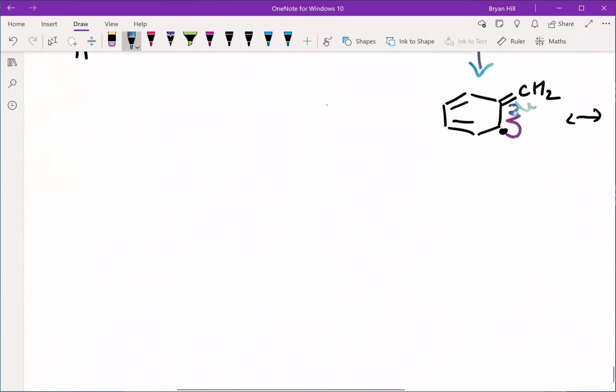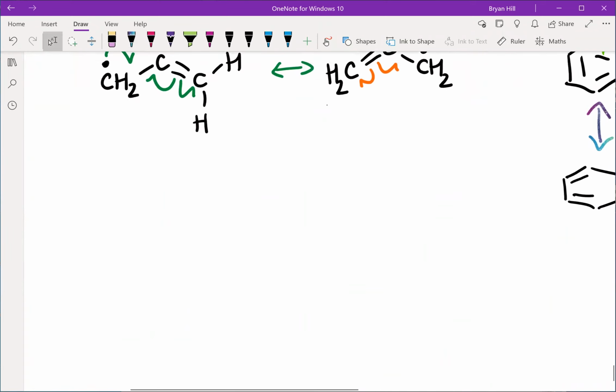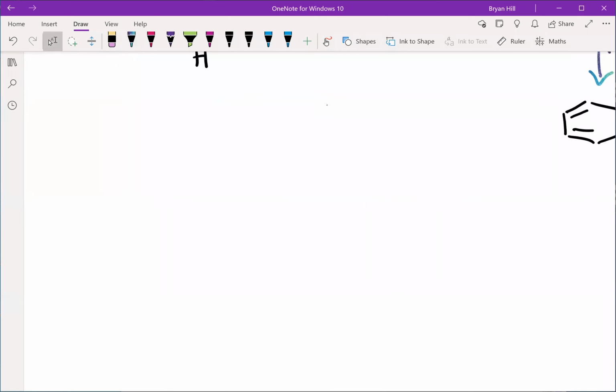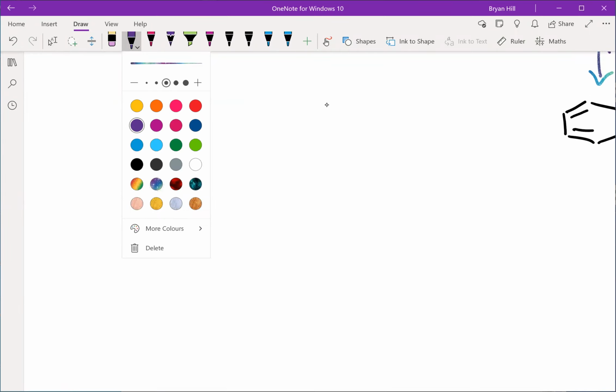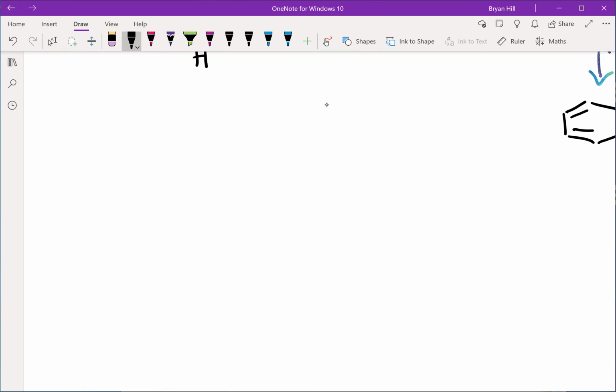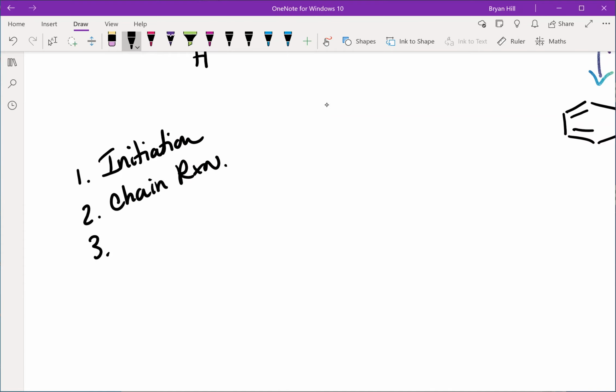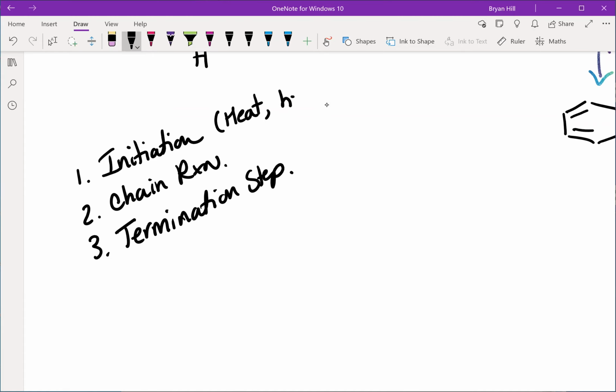So now when we were doing our radical chemistry before, the radical reactions basically had a number of components. They had an initiation component. There was a chain reaction. And there was basically a termination step. And the way you initiate a radical reaction, there's basically two ways you can do it. You can do it with heat, or you can do it with UV light.